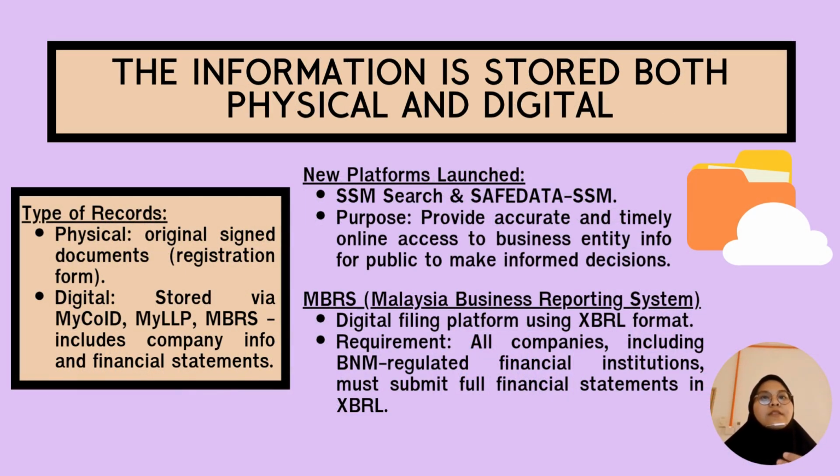Next, the information is stored both physical and digital. Based on the title, we know that the record has two types, which is physical and digital. For physical, it is original signed documents or chalk, for example, registration form. For digital, it is stored via MyCoID, MyLLP, and MBRS. It includes company info and financial statements.